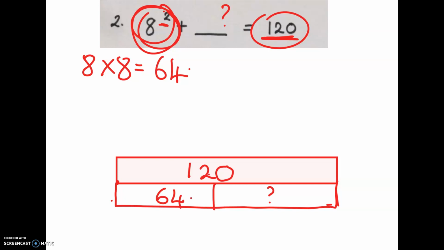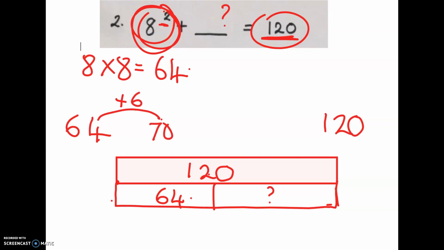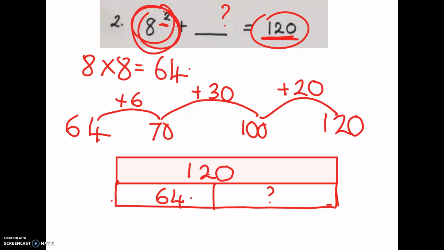You can do that in a sum, or you could count it on. You could say 64 plus what gives us 120. And so you can do your number line activity. Plus 6 equals 70, plus 30 equals 100, and plus 20 equals 120.